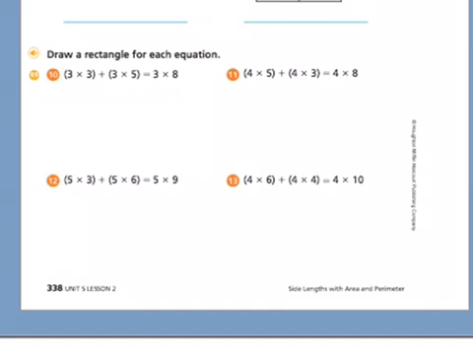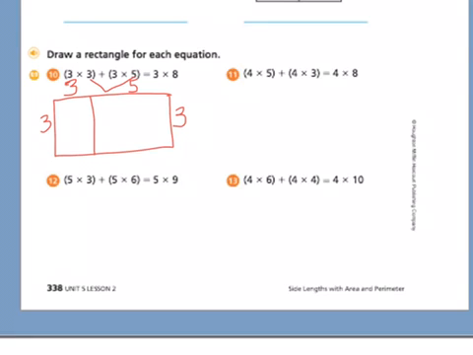Next in this lesson, we're going to draw a rectangle for each equation. So we're going to do the opposite. So here's a rectangle, and we know that we have a 3, so this is going to be our 3, and our 3 is also going to be over here. And these are the two numbers that we put together. So we're going to say this side is 3, and right over here we're going to say that's a 5. So that is a way to show this equation in this rectangle.